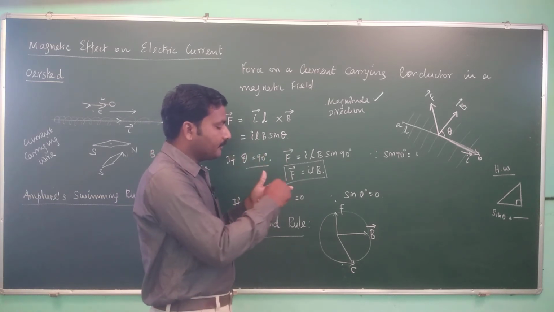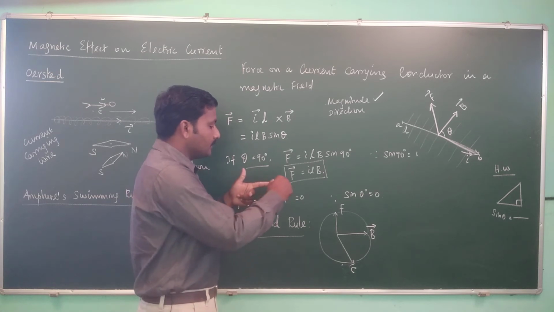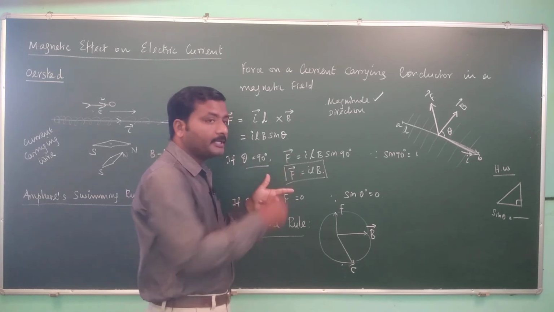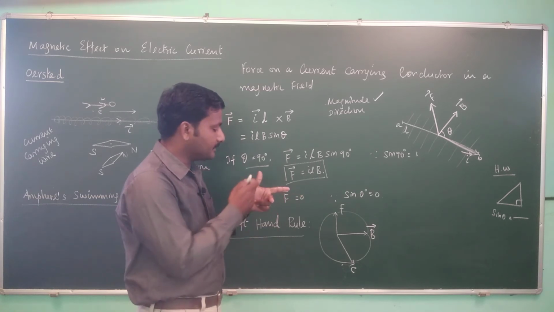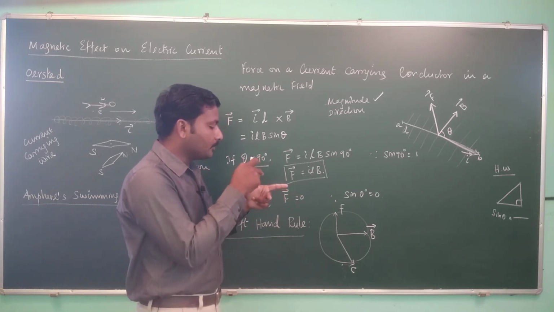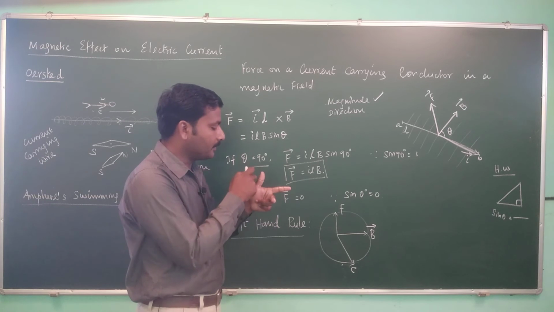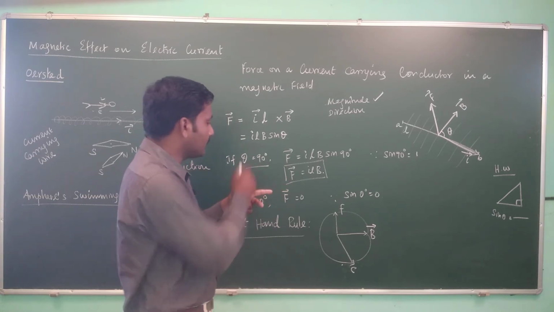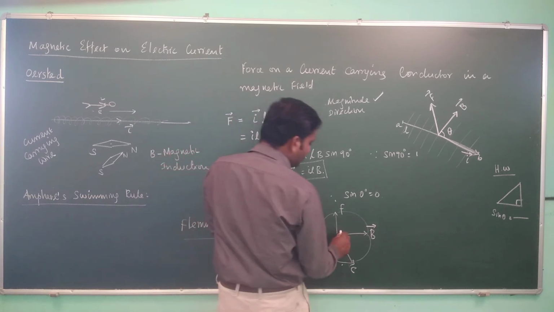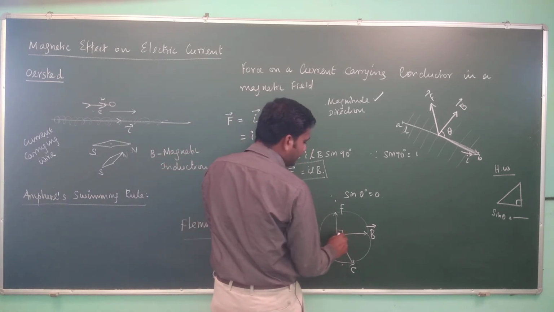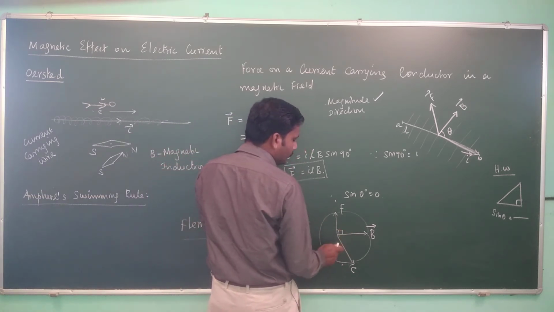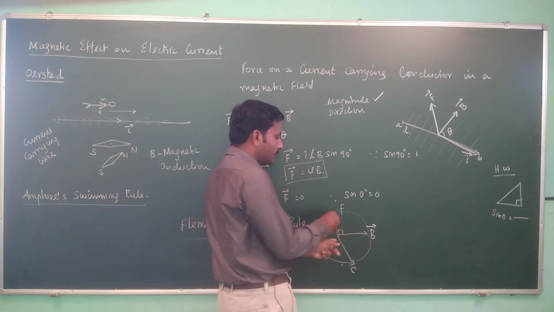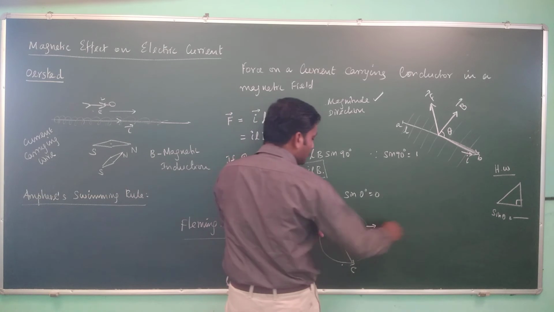Here the magnetic field, magnetic induction, is directed outwards, and the current is also directed outwards; both are perpendicular to each other. In that case, the force will be perpendicular to both of these. It is perpendicular to the current, it is perpendicular to the magnetic induction, and this is also directed outwards. It is perpendicular to this plane and it is perpendicular to this plane.